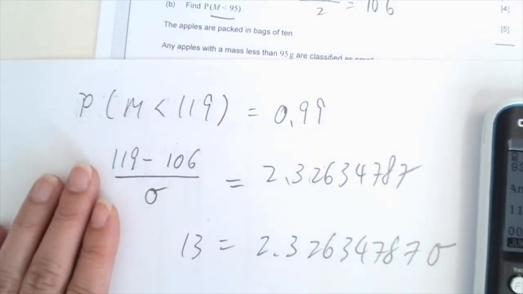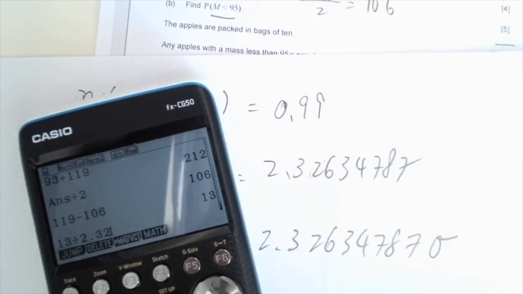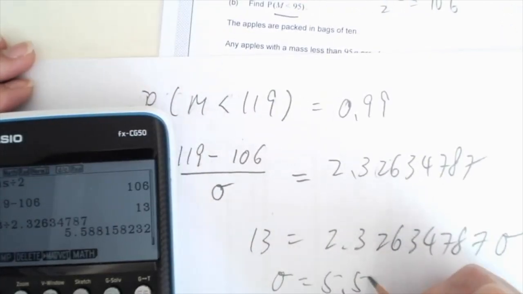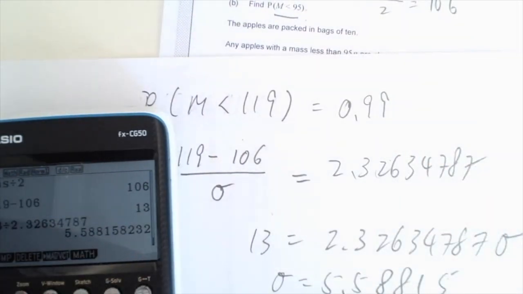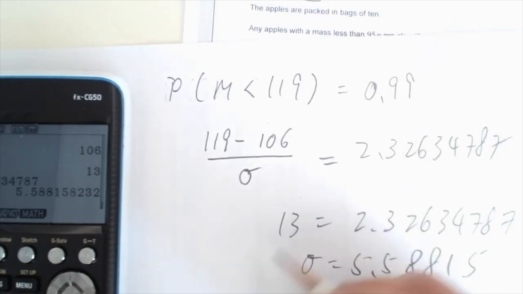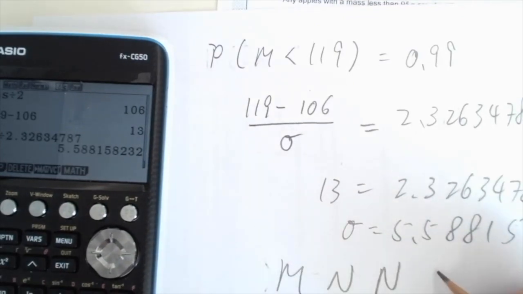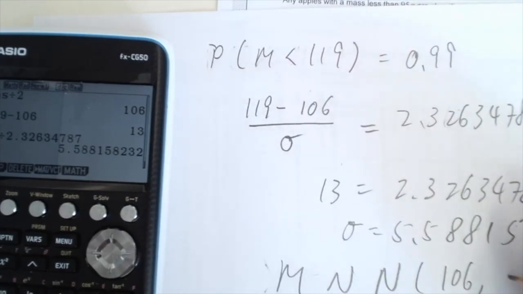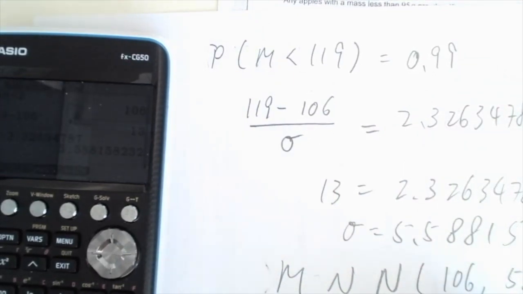Calculator again. So we have 13 divided by 2.3264787. All right, and then we get our standard deviation to be 5.58815. I will leave a bit more. Now with those, I would be able to find it. So now we have our M normally distributed with mean 106 and the standard deviation 5.5881 squared, all right? Because it's the mean and the variance.